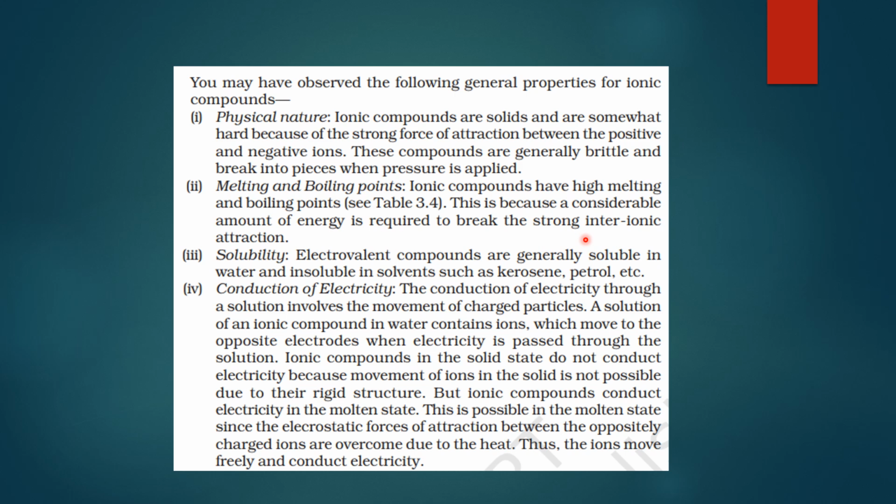Correct? Third is solubility. So electrovalent compounds are generally soluble in water, but they are insoluble in solvents like kerosene, petrol, etc. Right? And the last property is conduction of electricity. So conduction of electricity through a solution involves the movement of charged particles. The ionic compound, as you saw, is made of positively and negatively charged ions. So when you mix it in water, it breaks into ions, and when electricity is passed through the electrodes, it allows conduction.